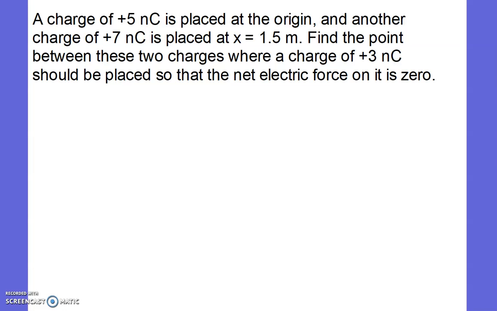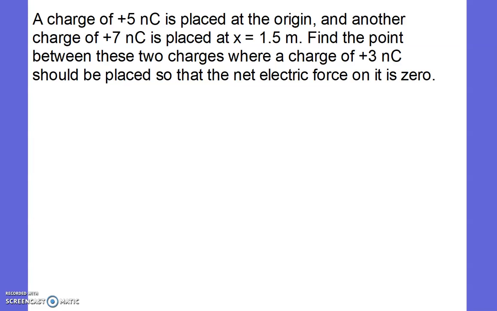In this problem we have a charge of positive 5 nanocoulombs placed at the origin, and another charge of positive 7 nanocoulombs placed at 1.5 meters from the origin. We want to find the point between these two charges where a charge of positive 3 nanocoulombs should be placed so that the net electric force on that 3 nanocoulomb charge is 0.